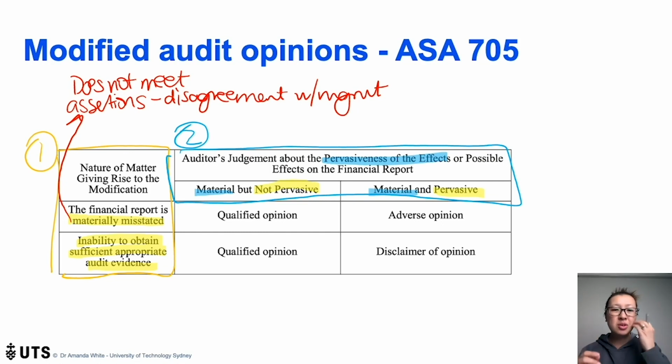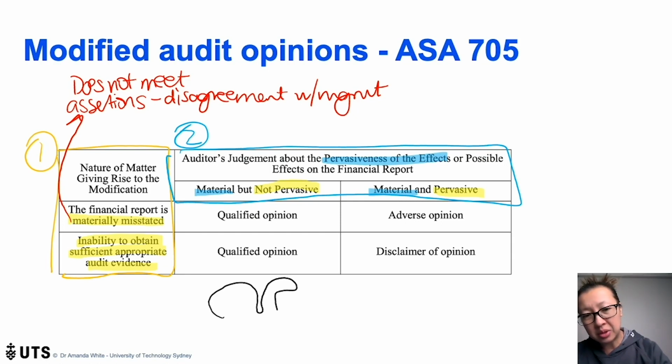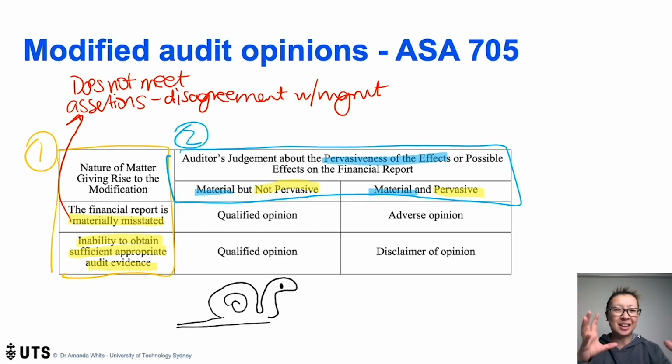And so I'm going to use some animals to explain this particular process. Material but not pervasive is sort of like this little dude here, and you can't laugh at my art because I'm not very good. That's meant to be a snail, or a slug. It's one account. Imagine a snail doesn't move very fast.